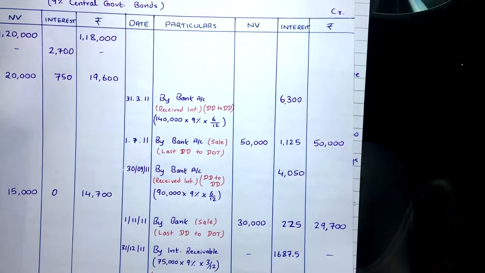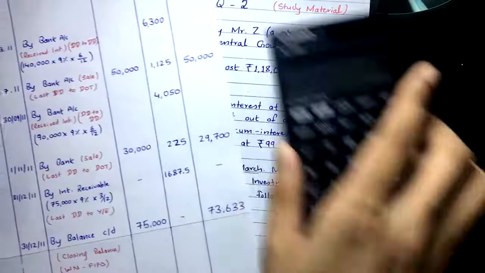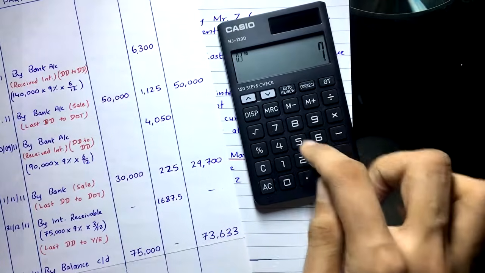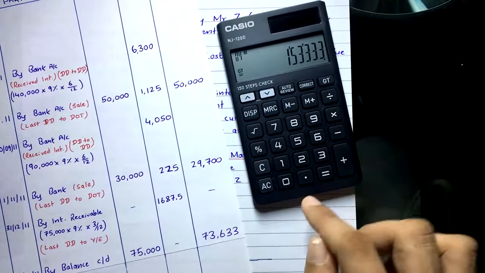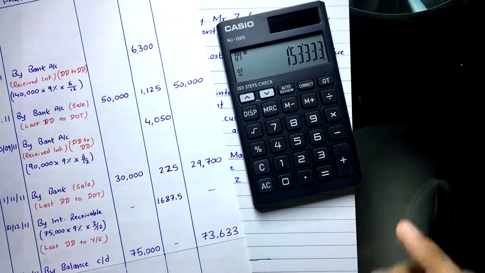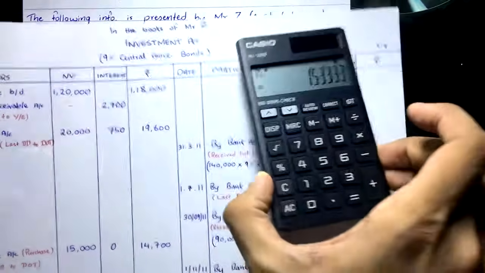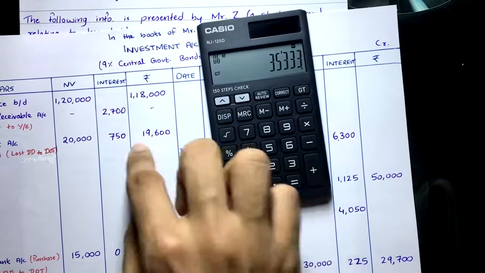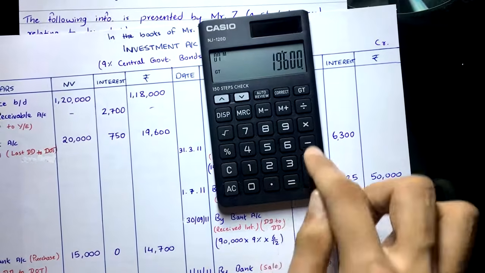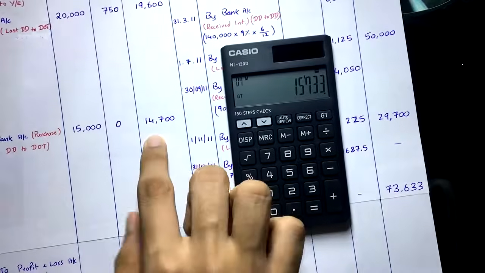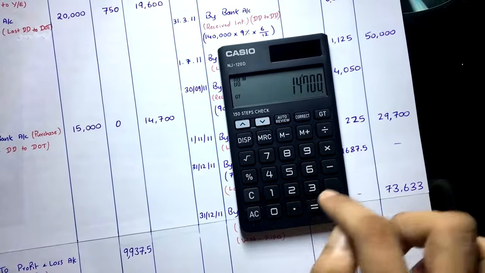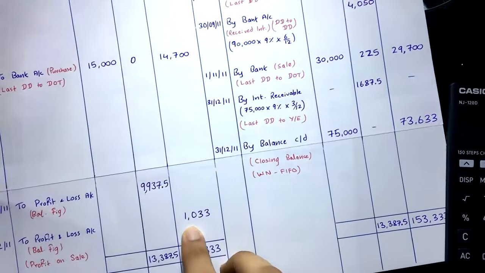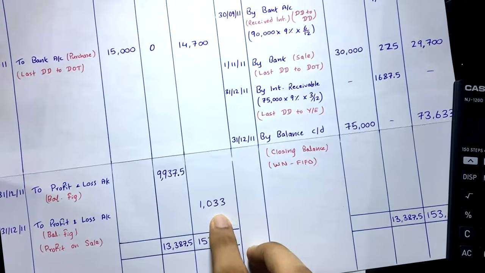So let's do that. See here, let's take the credit side. 50,000 plus 29,700 plus 73,633, that's equal to 1,53,333. So go on subtracting the debit side. The debit side we have the opening balance 1,18,000, subtract that, minus 19,600 the purchase we made, minus the one more purchase we made 14,700, that's equal to 1,333. So we have got a balancing figure on the debit side, right? So that's the profit on sale.